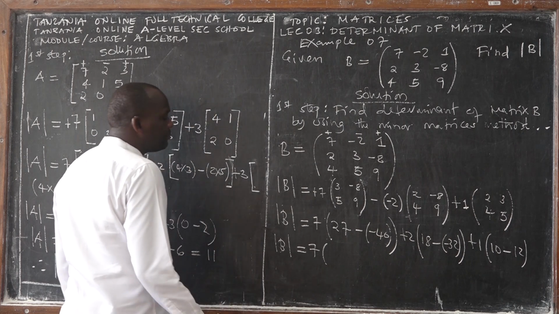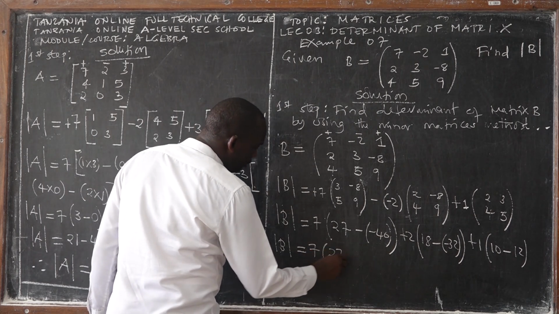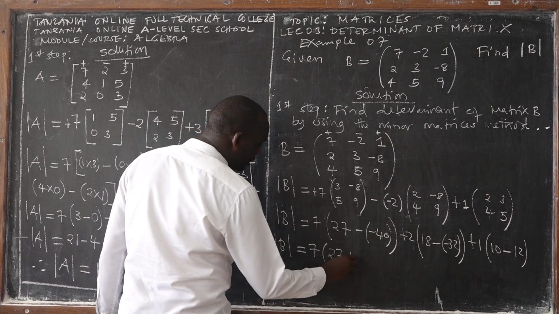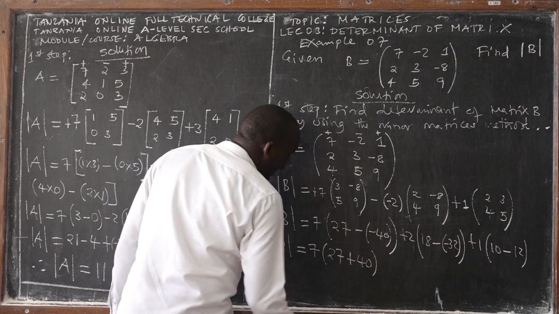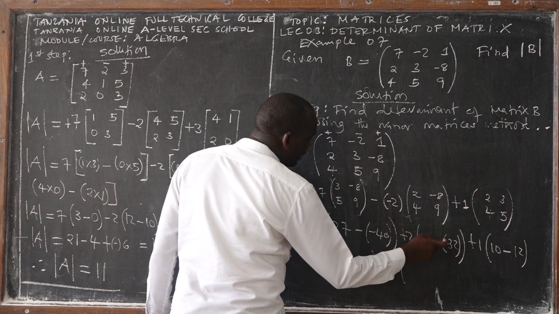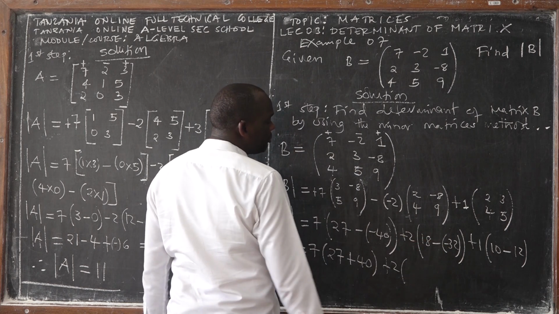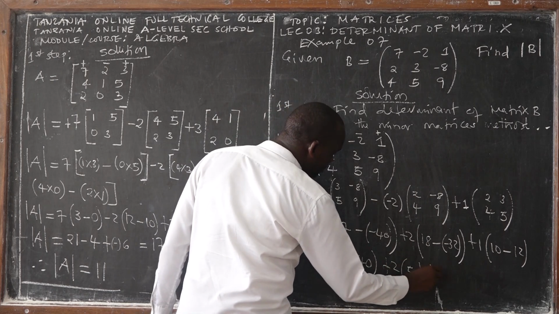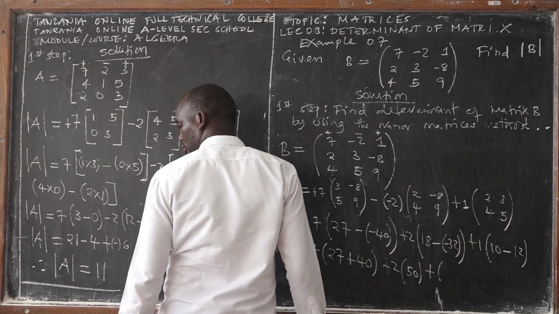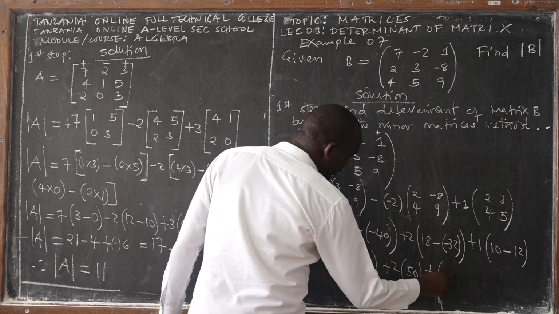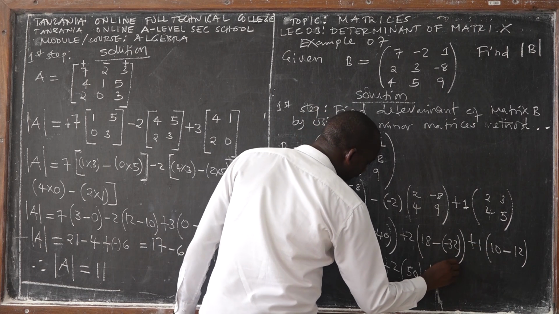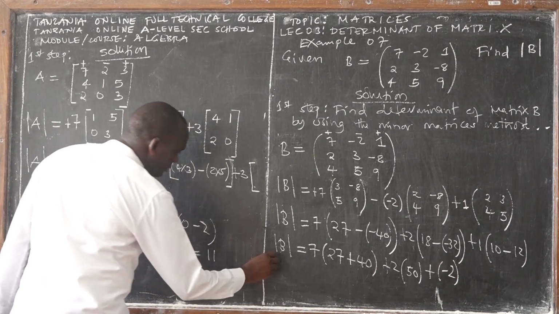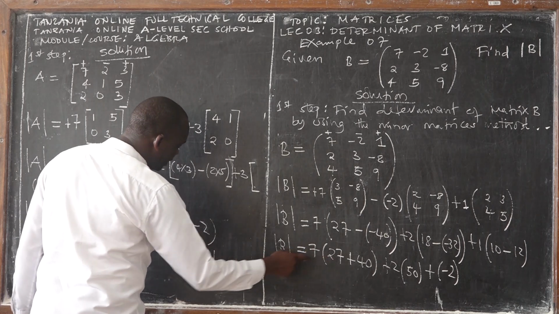7. Then 27, right? Negative is negative. Positive 40. Plus 2. Negative is negative 32. Positive 32. 18 plus 32, 50. Plus 10 minus 12. Negative 2. Negative 2 times 1. Negative 2. 27 plus 40, 67. 67 times 7.